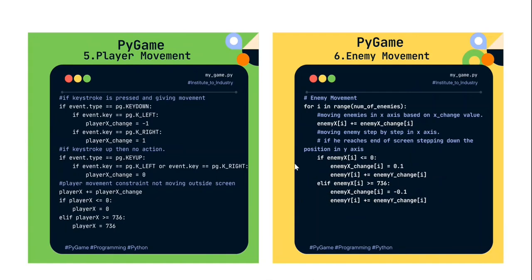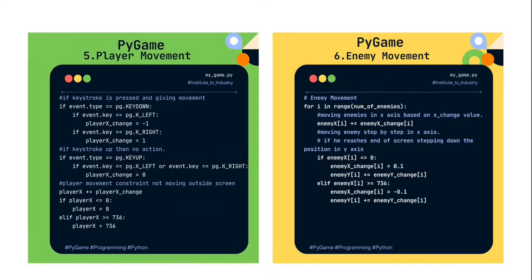If he is at the initial state, he needs to move in the right direction, that is 0.1 in size. He is going to move one by one, and similarly if he is at the 736 position, he needs to jump down, come here and move. So that's why I changed the x-axis position as well as the y-axis position.